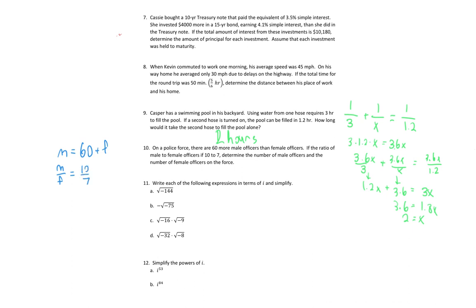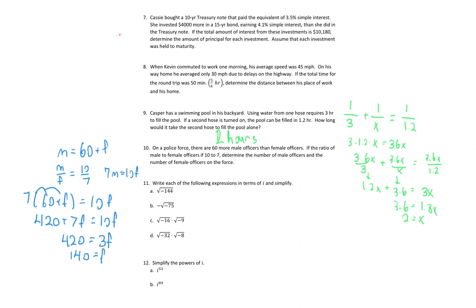So using the second equation I wrote down here, I'm going to cross multiply. So we get 7m is equal to 10f. Since we know m is 60 plus f, we can substitute that in. So 7 times (60 plus f) equals 10f. I'll distribute the 7. 7 times 60 is 420, plus 7f equals 10f. I'll subtract the 7f. So we get 420 equals 3f, and then I'll divide both sides by 3. We get 140 female officers.